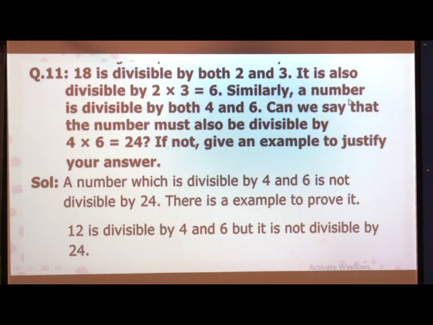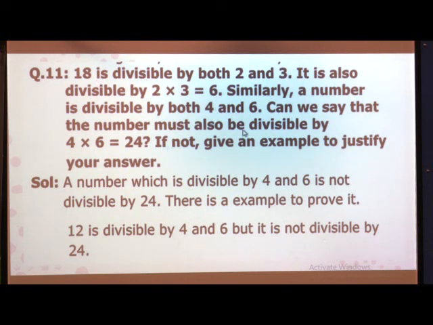Similarly, a number is divisible by 4 and 6. Can we say that the number must also be divisible by 24? For example, 18. We want to find the divisibility of 18. We found the number is divisible by 2 and 3, and when we multiply 2 into 3, we get 6. 18 is divisible by 6.